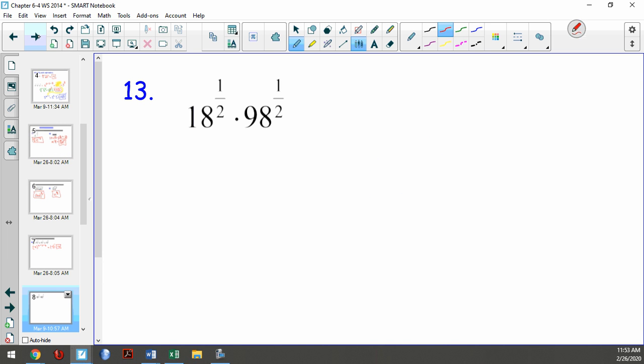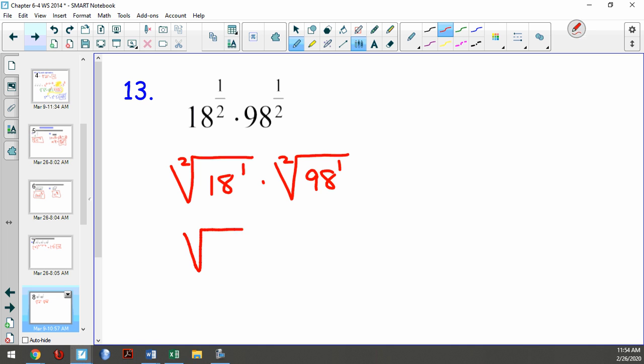Number 13. 18 to 1/2. What does that mean? I don't understand that 1/2, so I need to put it in radical form, right? So this is going to be the square root symbol, 18 to the first power. The root is 2. It's understood to be there. Square root, 98 is my base. Power of 1, root of 2. Do I need the 1 and the 2 there for either one of those? I technically do not. So I'm going to marry these two together.